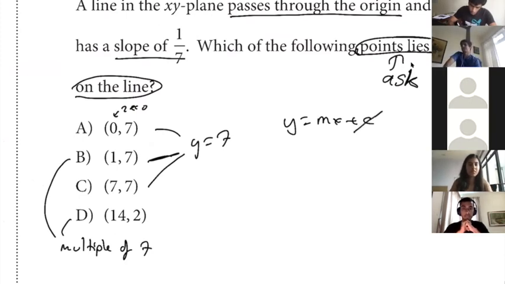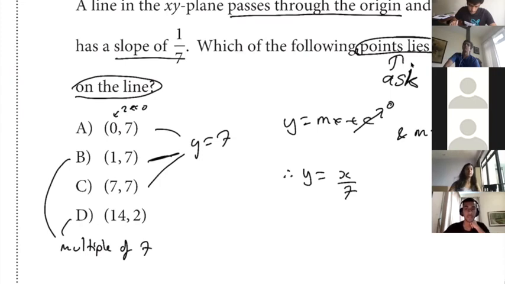C is gone. M is the gradient, and they've given us the gradient as 1/7. So the equation would be y equals 1/7 of x. Awesome. Okay. And the only option that satisfies that is D. And so D is the right answer. So how did you get that? What was your process?